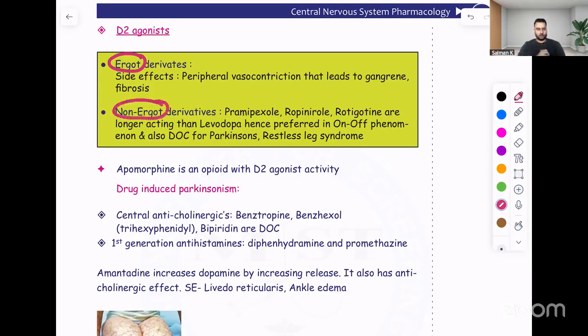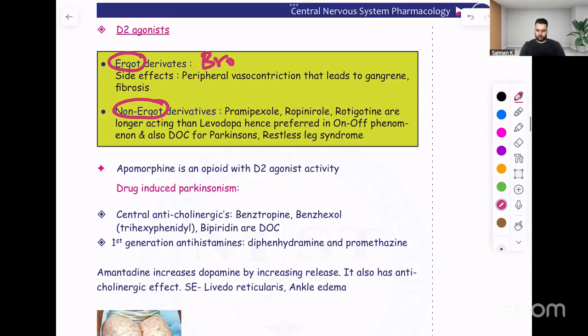So, in the ergot derivatives, we have examples like cabergoline and bromocriptine. These are the examples you're able to see here, cabergoline and bromocriptine.